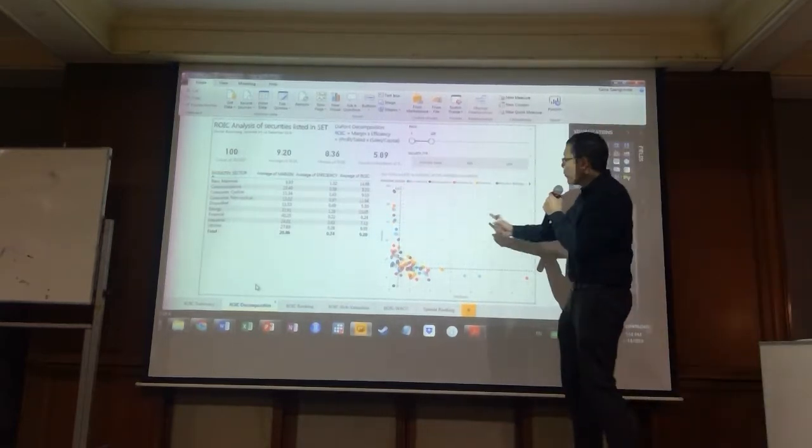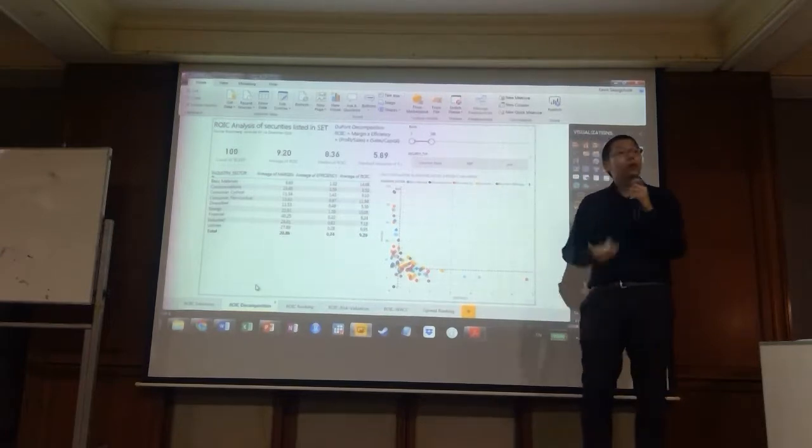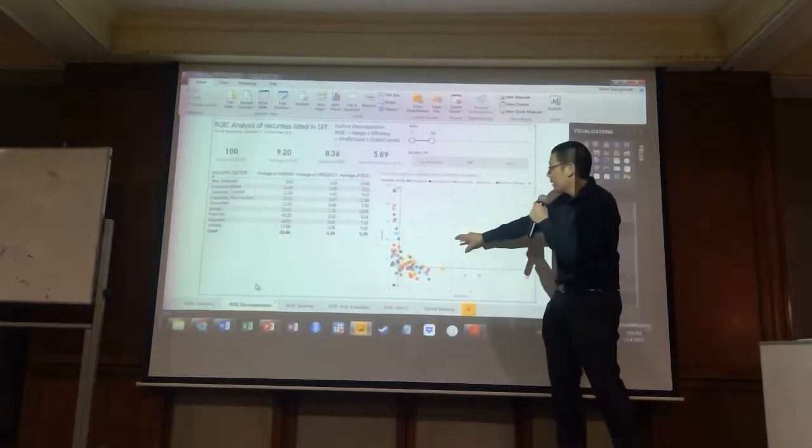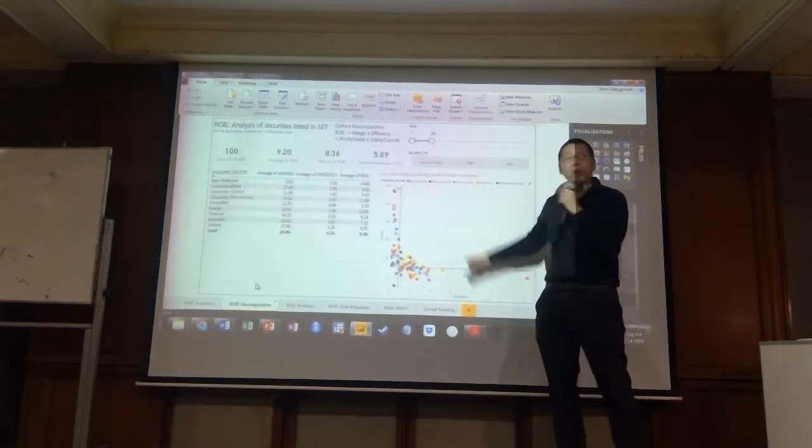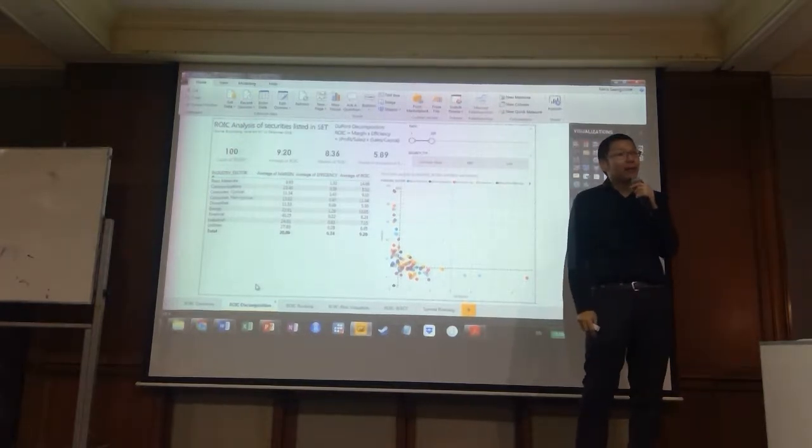So for a company, moving up or moving to the right is a good strategy. But companies that are positioned very high in the top right quadrant doesn't guarantee that the company is creating value.